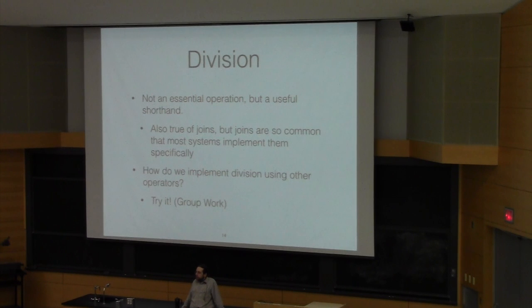So, I want everyone to find someone close by. Turn to someone left or right, two or three people, and say hi, introduce yourself, and grab a piece of paper and try and implement this using selection, projection, join, or Cartesian product, and intersection. You got about 5 minutes or so.